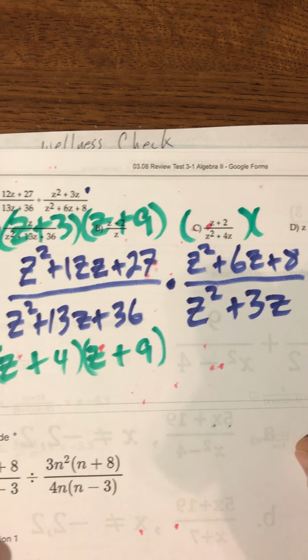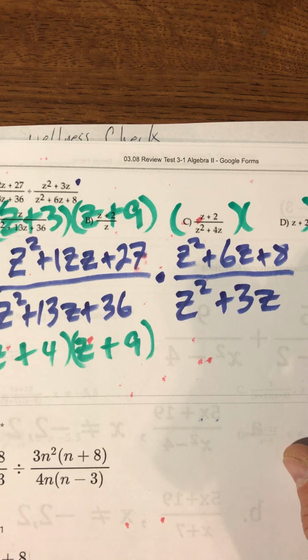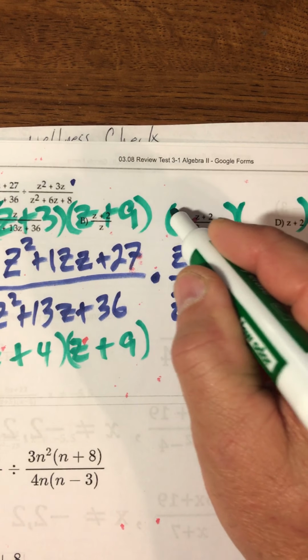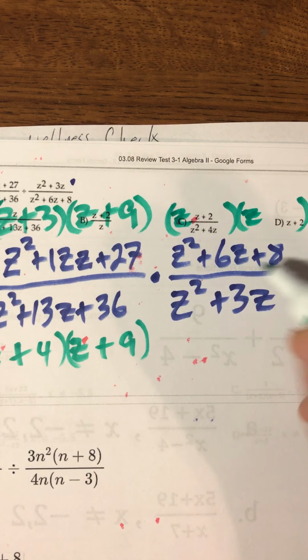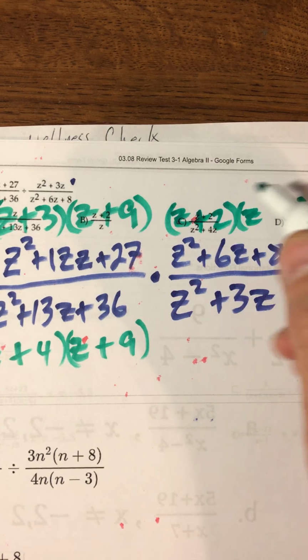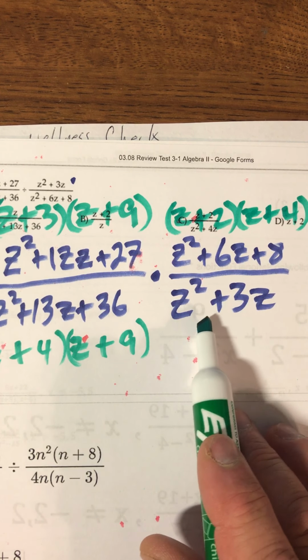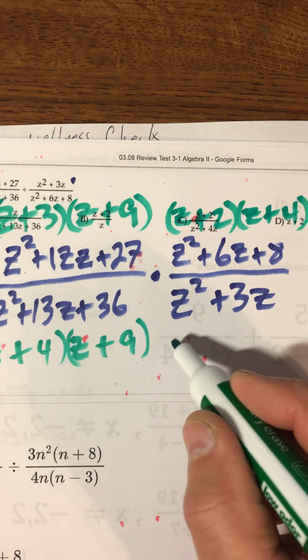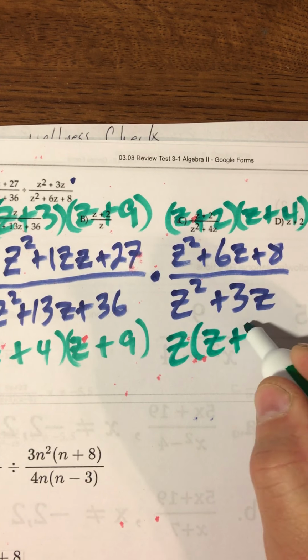Let me scoot this over. It's going to be a tight fit getting this in. So z times z, factors of 8 that add to 6. That's 2 and 4. Both are positive, so they both have to be positive here. And the only thing we have down at the bottom is a GCF, so factor out the z, leaving z plus 3.